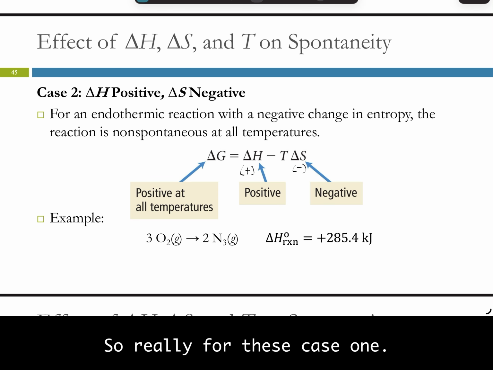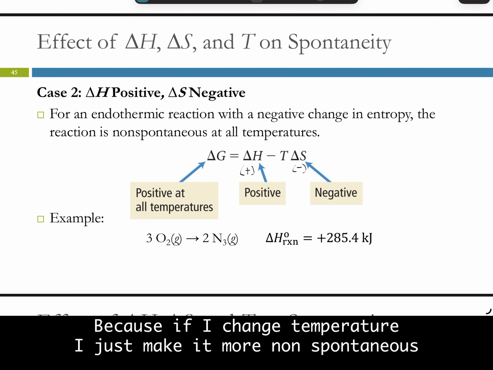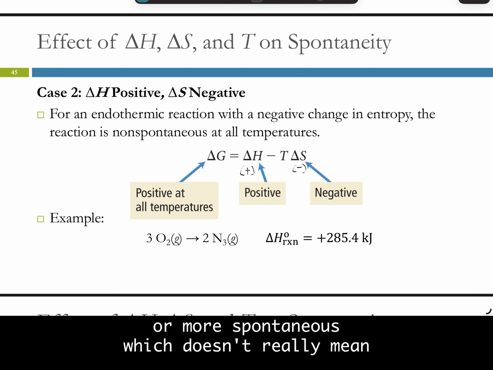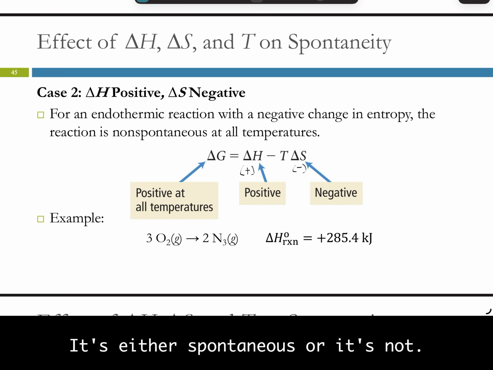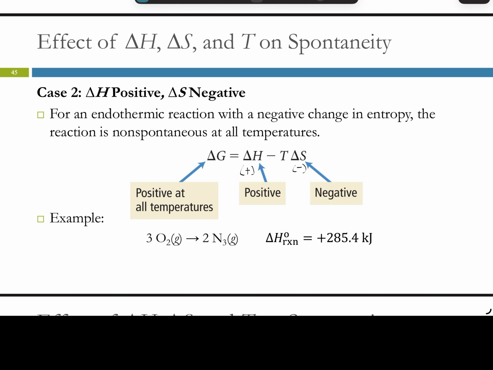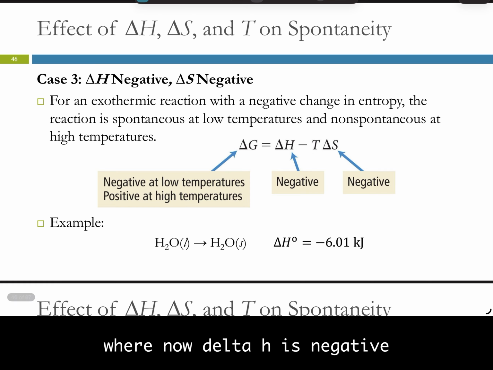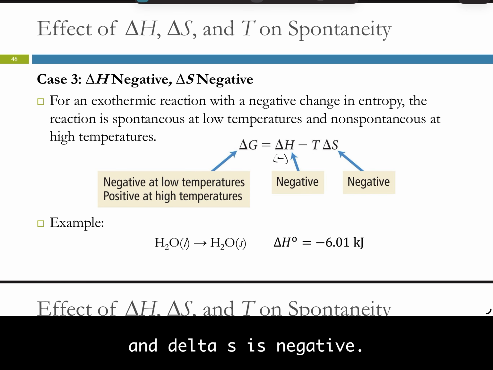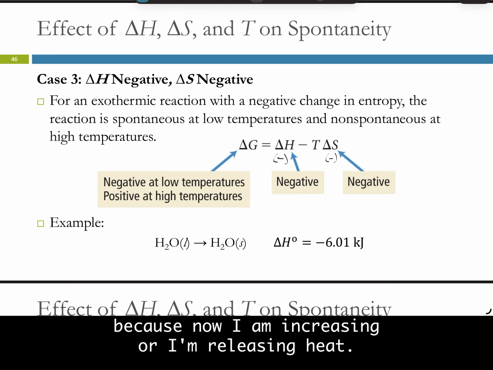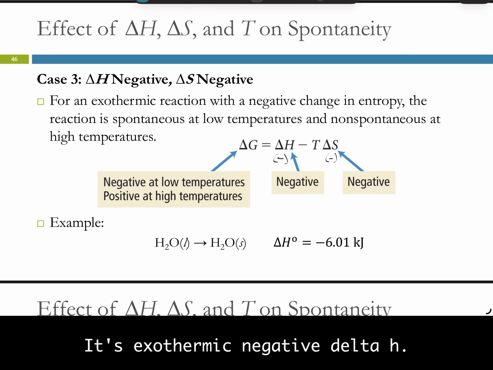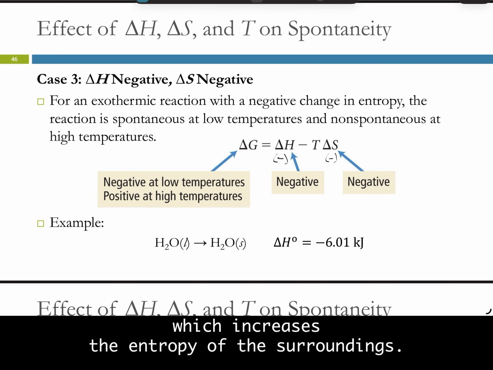So really for case 1 and case 2, there's no reason to even look at temperature, because if I change temperature, I just make it more non-spontaneous or more spontaneous, which doesn't really mean anything. It's either spontaneous or it's not. So if we look at a case where now delta H is negative and delta S is negative, this is where things are more interesting, because now I'm releasing heat. It's exothermic, negative delta H. So I'm releasing heat into the surroundings, which increases the entropy of the surroundings.